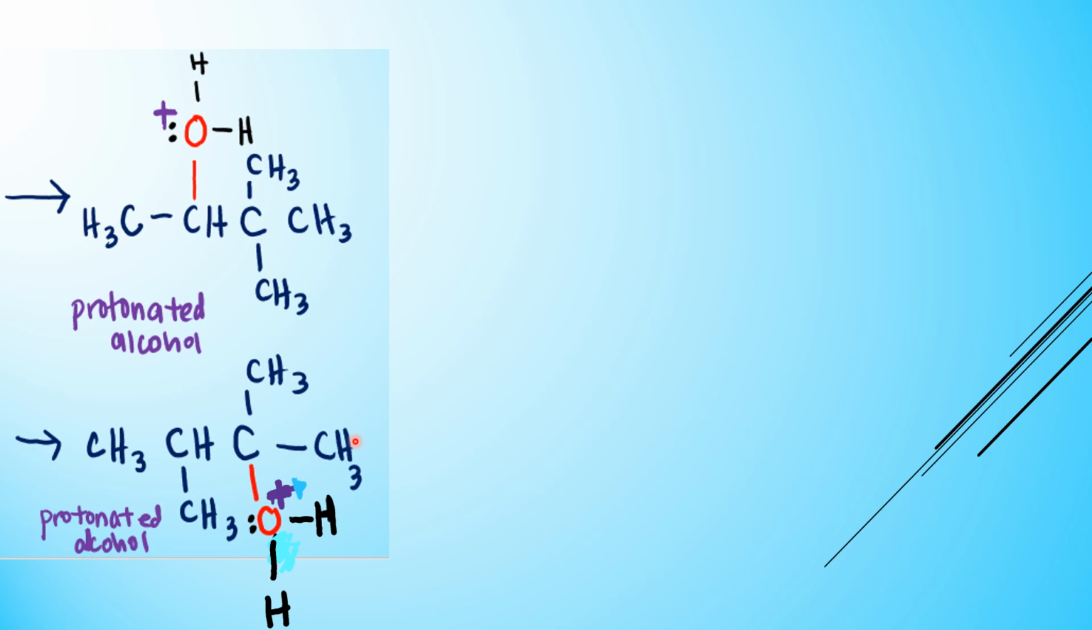Alright, so kita copy paste the product from the second step to the third step. Okay, we have two protonated alcohols produced in the second step. So both protonated alcohols copy paste masuk dalam third step. So dua-dua ni akan menghasilkan dua produk yang berbeza lah.